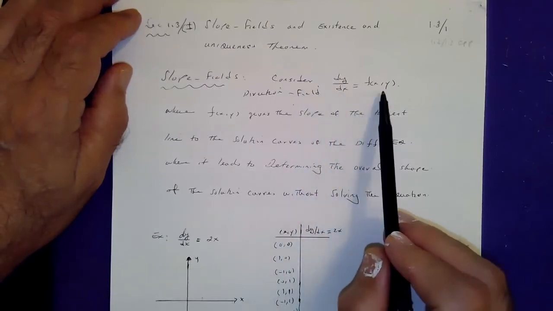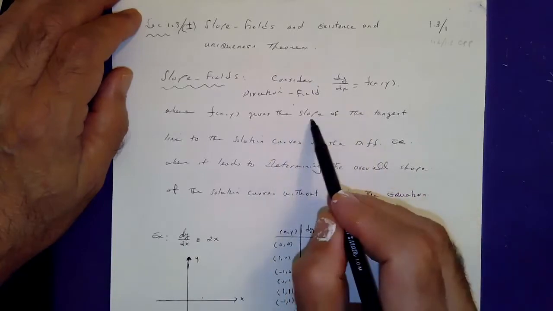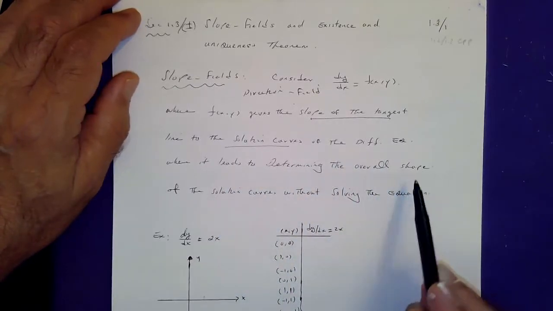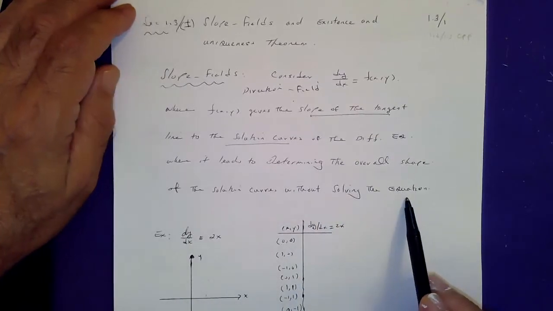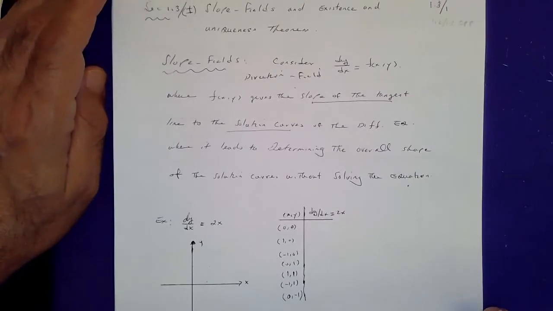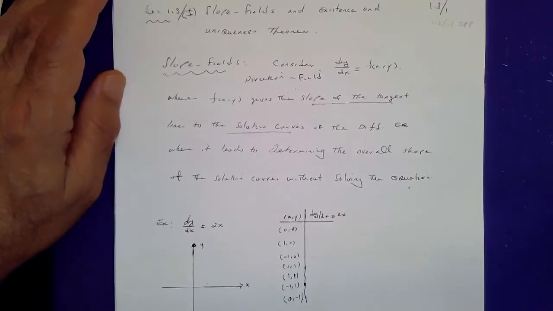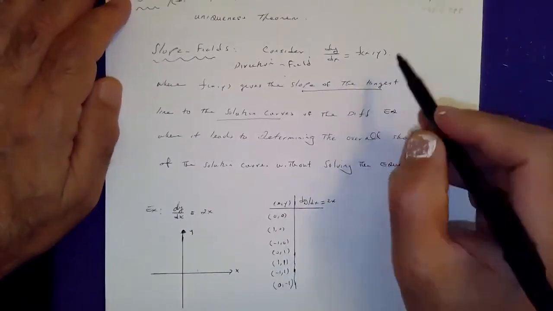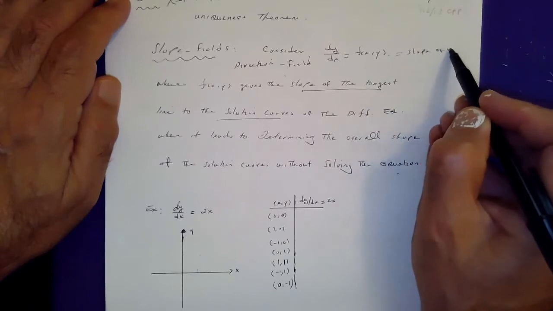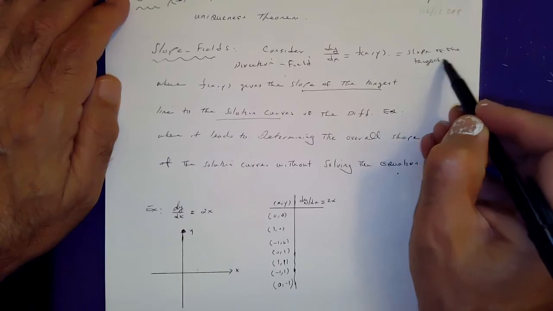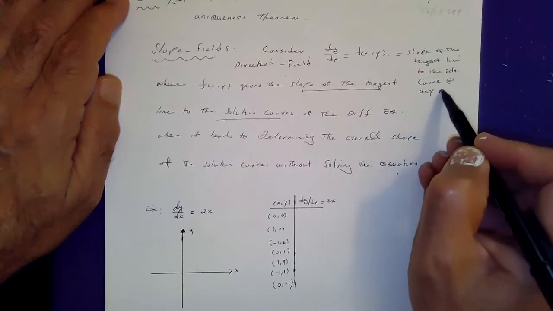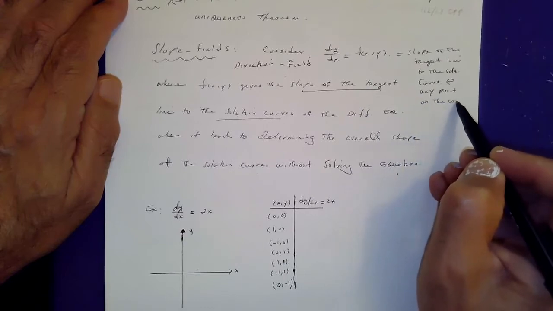So consider dy/dx equals f(x, y), where f(x, y) gives the slope of the tangent line to the solution curves of the differential equation, which leads to determining the overall shape of the solution curve without solving the equation. So we'd like to get an idea how the graph of the solutions looks without actually solving the differential equation, using this graphical technique called slope field, also known as direction field. Keep in mind f(x, y) is the slope of the tangent lines to the solution curves at any point on the curves.